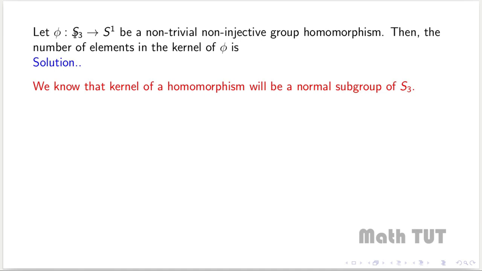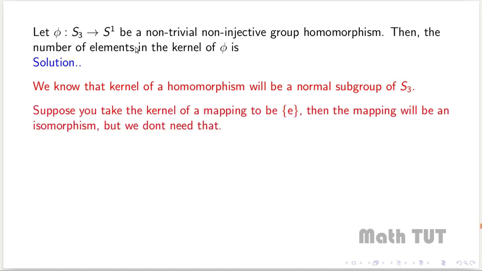So what I can say is we have three possibilities basically. It could be the singleton E in S3, or it could be something like the subgroup A3, or it could be the whole group itself. These are the only possibilities we can have as a normal subgroup of this particular group S3.